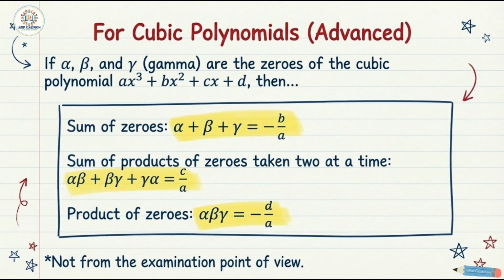For cubic polynomials, advanced. If alpha, beta and gamma are the zeros of the cubic polynomial ax cubed plus bx square plus cx plus d, then the sum of the zeros, alpha plus beta plus gamma, equals minus b by a. The sum of products of zeros taken 2 at a time, alpha beta plus beta gamma plus gamma alpha, equals c by a. The product of zeros, alpha beta gamma, equals minus d by a. Here, this is not from the examination point of view.